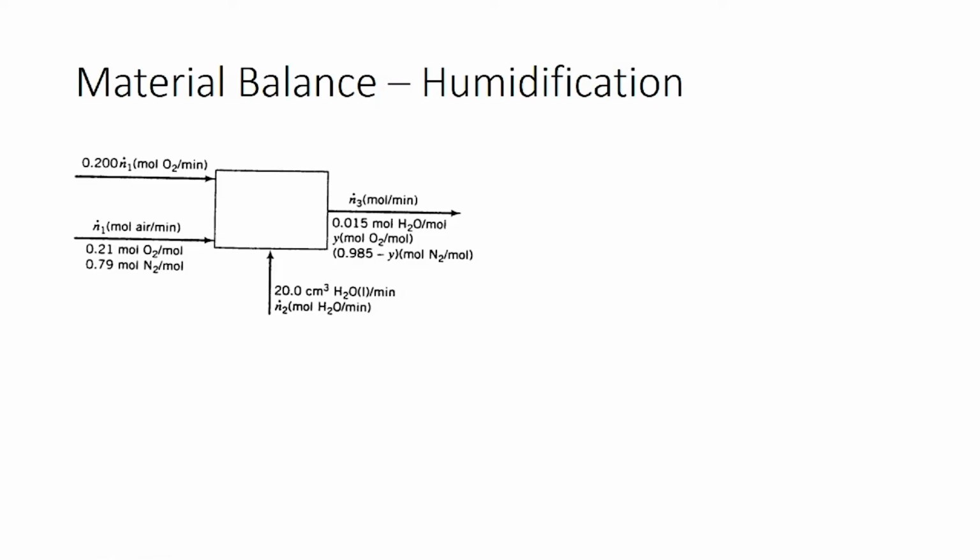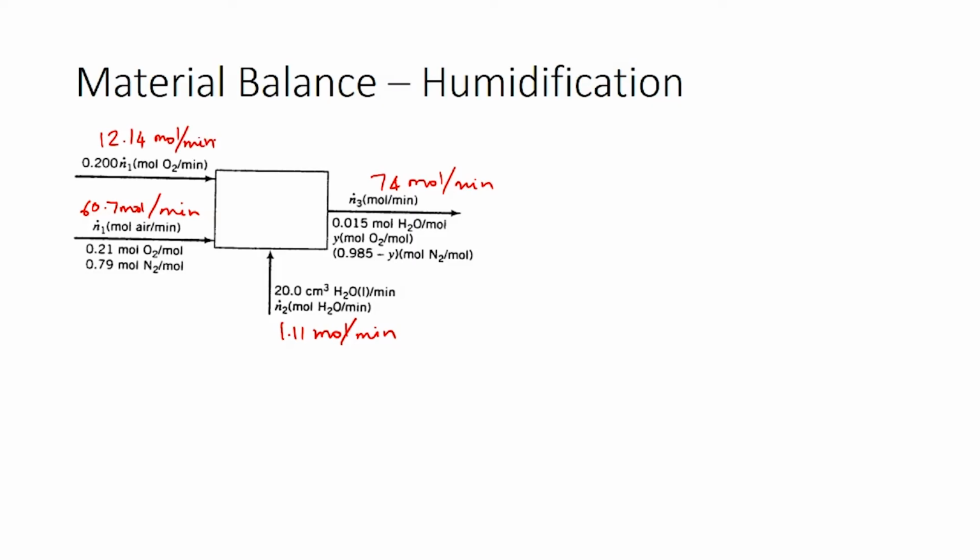So, we can fill that information there. In this flow chart we have the flow rate of air, which is 60.7 moles per minute. We have the flow rate of water, which is calculated as 1.11 moles per minute, and we have the flow rate of humid air leaving the system as 74 moles per minute, and the flow rate of oxygen entering into the system would be 12.14 moles per minute.